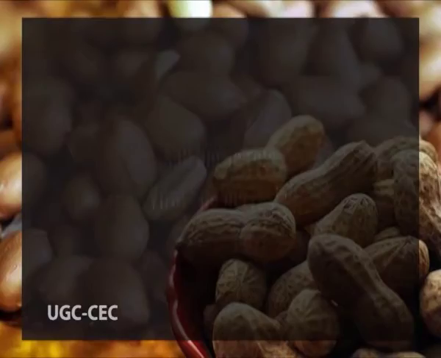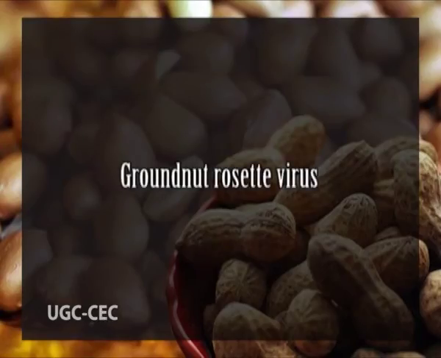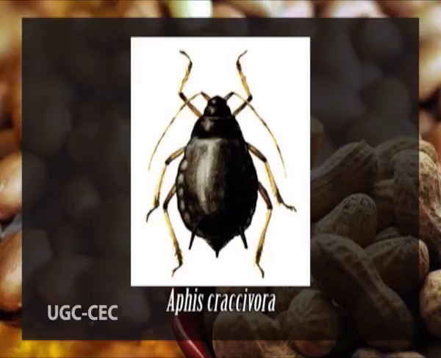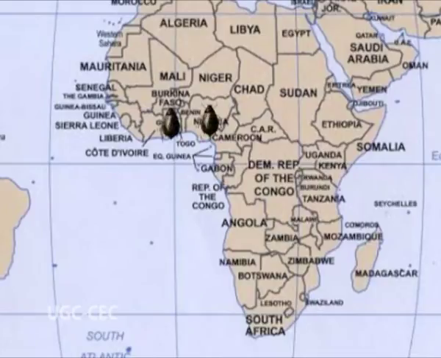Early and late leaf spots, rusts and blights are serious foliar diseases of the groundnut. Similarly, various types of soil-borne rots and viral bud necrosis diseases are other common diseases. When groundnut is grown in poor soil under inadequate growing conditions, the crop becomes highly affected by these pests and diseases. Groundnut rosette virus, transmitted by Aphis craccivora, endemic to sub-Saharan Africa and widely prevalent in Ghana, Nigeria, Malawi and Zambia, is the most destructive disease of the groundnut, leading to 30 to 100% yield loss.